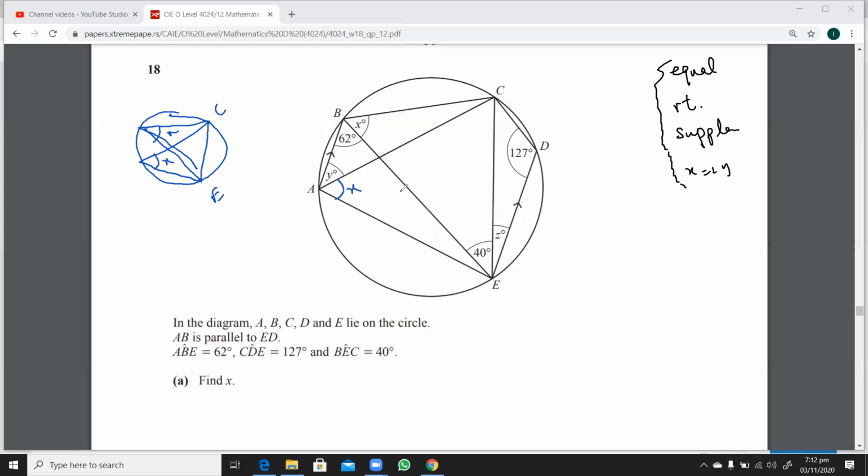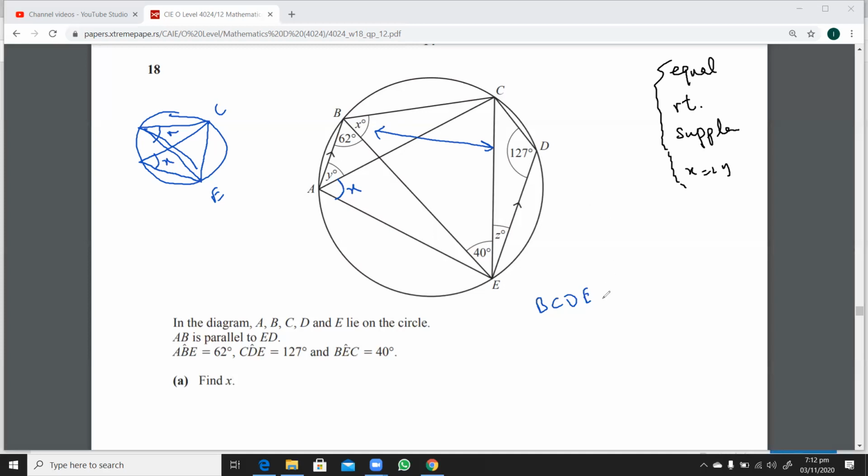Okay, and then I have spotted that cyclic quadrilateral as well. Look at this E, D, C, and B. Isn't it B, C, D, E? That is a cyclic quadrilateral. All these four points are on the circumference. So this x and this 127 are two opposite angles of this cyclic quadrilateral.